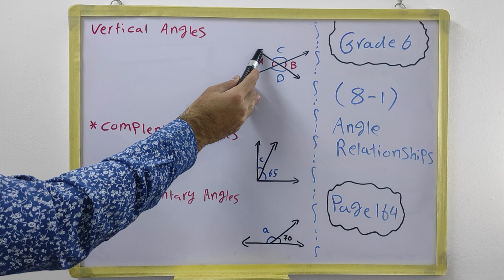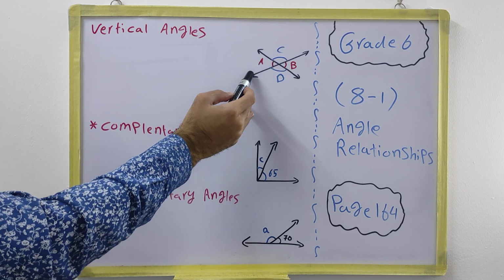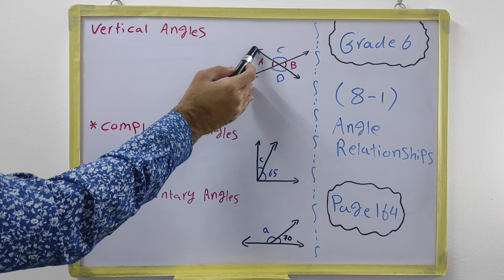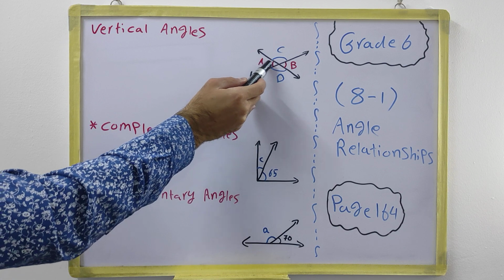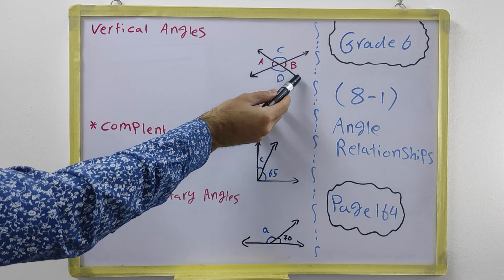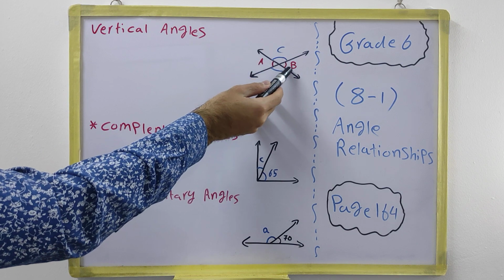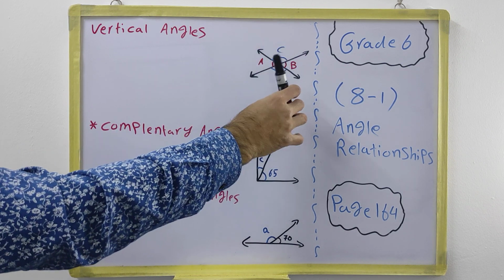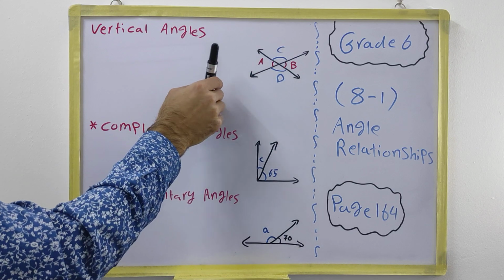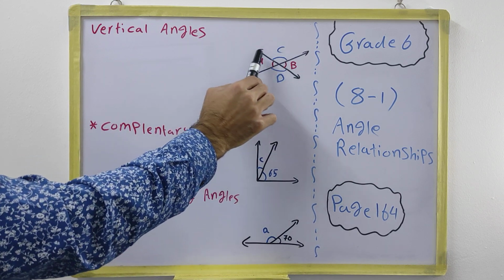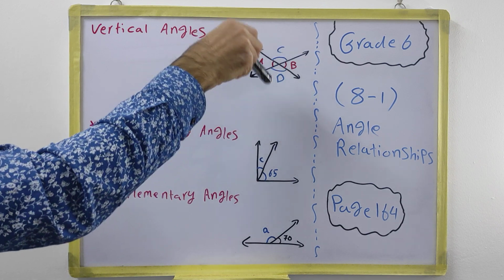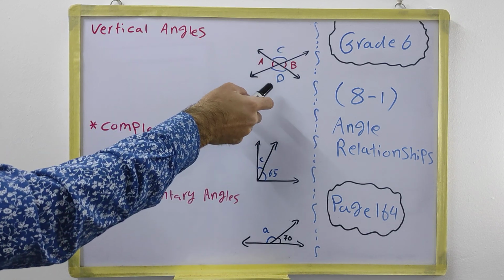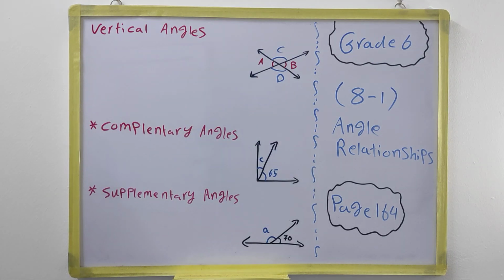For example, angle A is composed of these two lines and looks to this side. Angle B is made from these two lines and looks to that side. Angle D looks up, angle C looks down. Those angles which are opposite to each other, like C looks down and D looks up, are vertical angles.